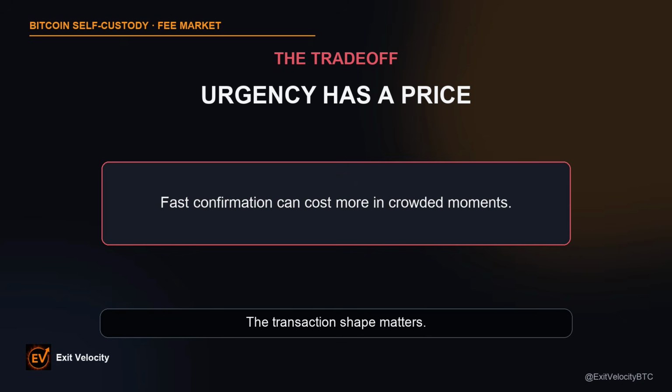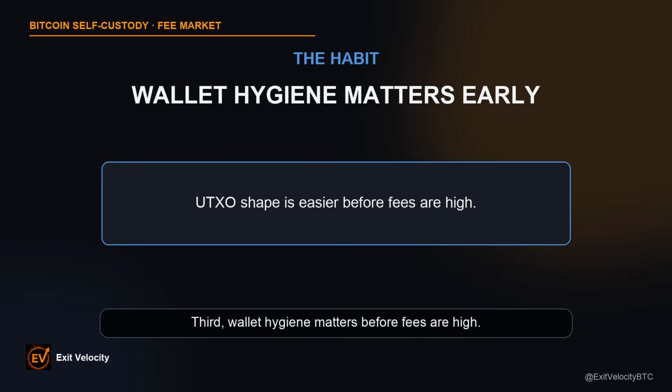High fees are also not automatically a crisis. They can mean demand for settlement is high. They can mean users are competing for limited space. They can mean a new wave of activity is crowding the mempool. They can also expose bad wallet habits. Too many tiny UTXOs, poor labels, or no plan for how coins are shaped. Again, the receipt is context. The fee tells you something. It does not tell you everything.